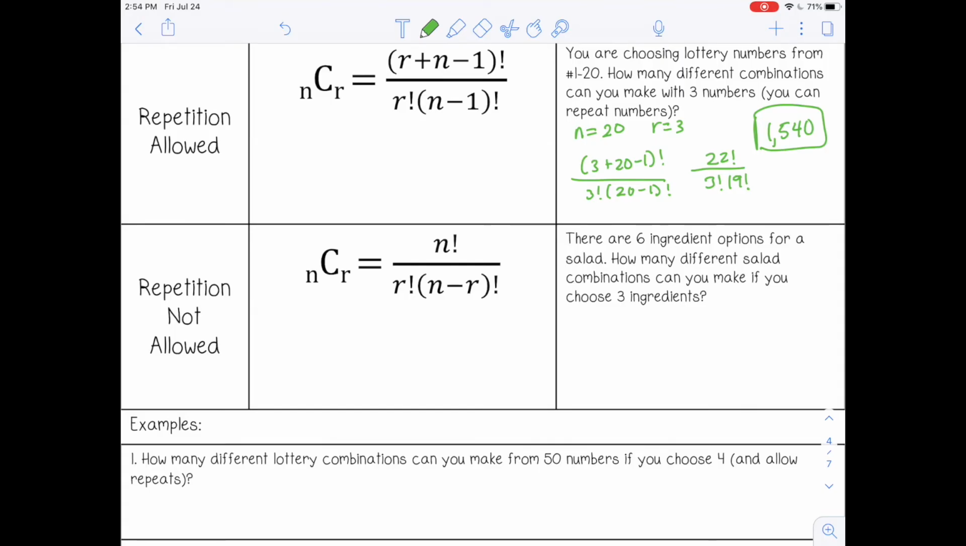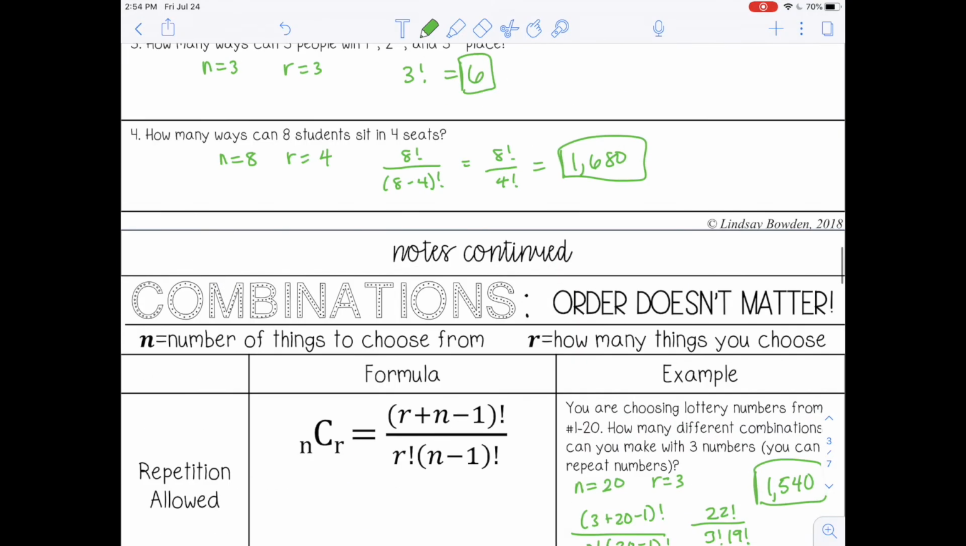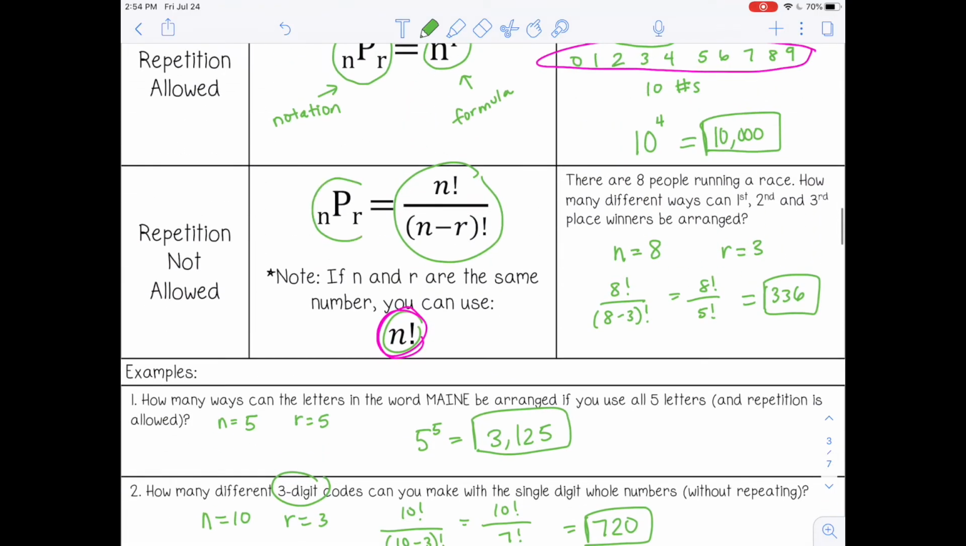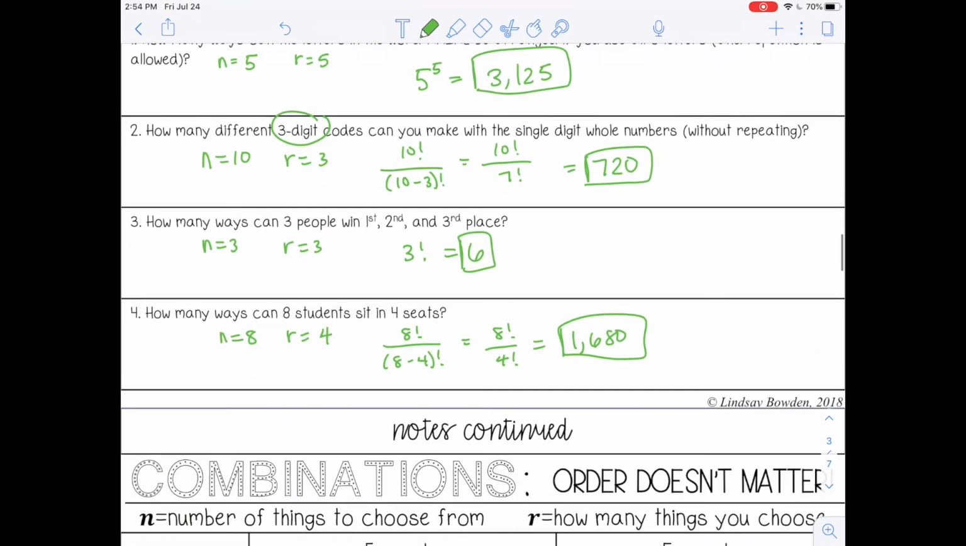And you can use your calculator for this formula. So the calculator, when you see this button, that is only for when repetition is not allowed. And same thing for permutations. If you use this in your calculator, you can only use it when repetition is not allowed.